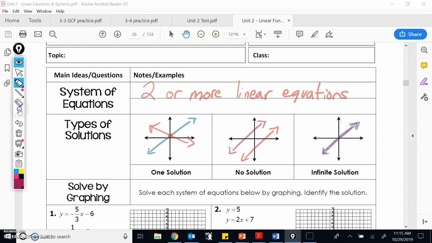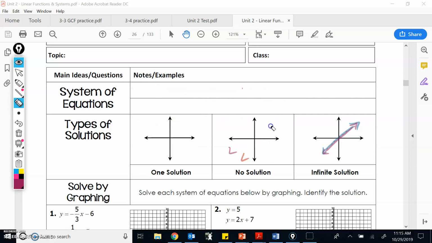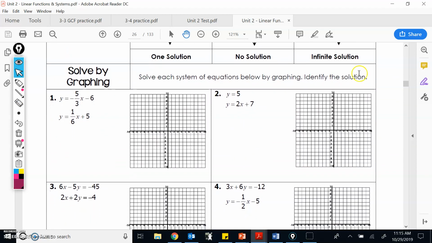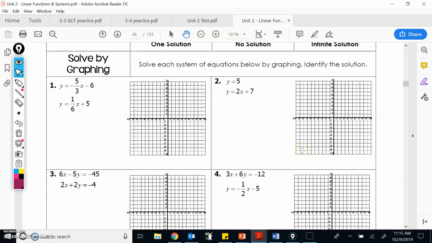We're going to solve systems of equations three different ways. Today we're going to focus on two of the ways, graphing and substitution. Both of them you should have learned last year. Let's solve number one by graphing.